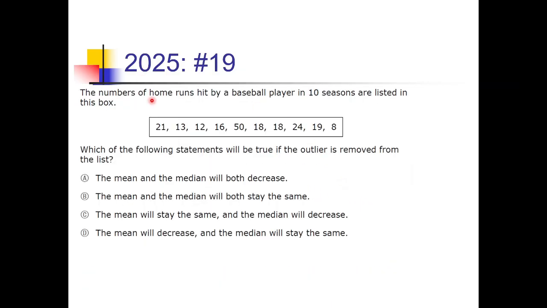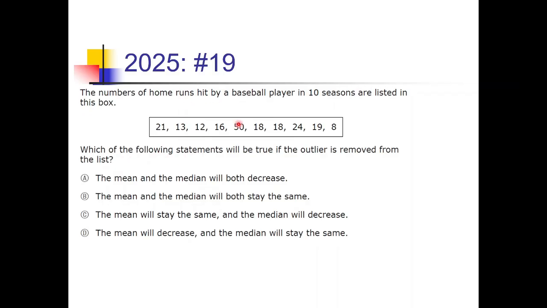On this one, the number of home runs hit by a baseball player in 10 seasons are listed below in this box here. They want to know which of the following statements will be true if the outlier is removed from the list. So who's the outlier here? It's always going to end up being either the lowest or the highest value in the list, and it's going to be whichever one is furthest away from the rest of the data.